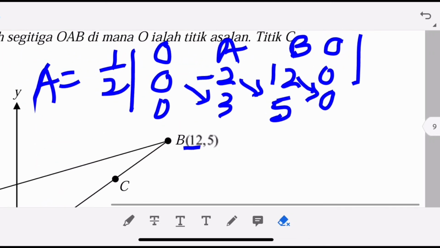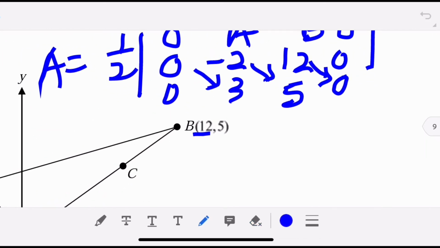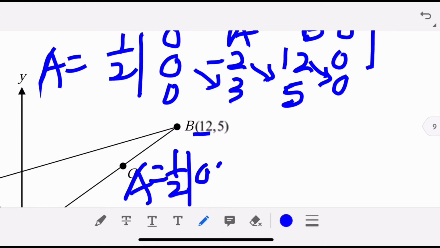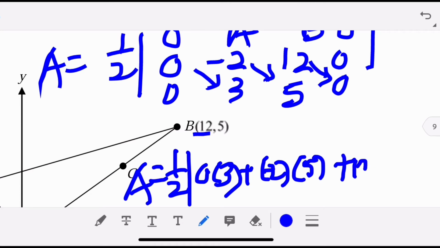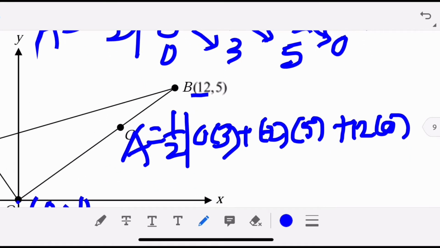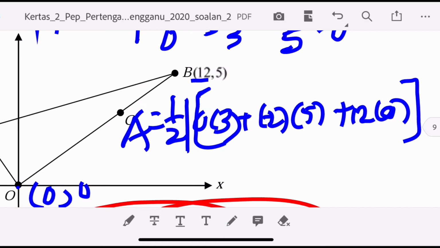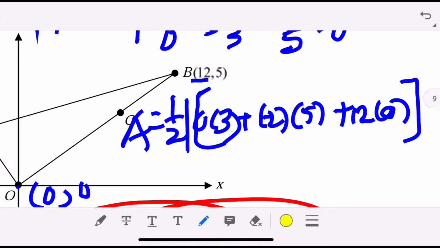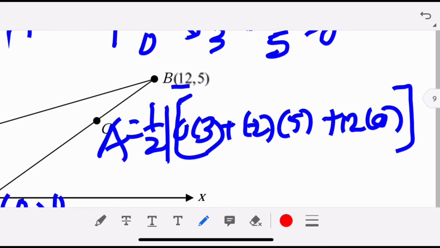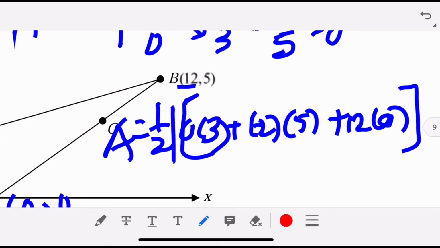I advise you to focus on two components. The component which is clockwise, the blue arrow: I will write 0 times 3, plus negative 2 times 5, plus 12 times 0. This is the clockwise direction. Later we will minus the anti-clockwise direction, okay? Minus the products in the other direction, which is actually anti-clockwise, the red color one.